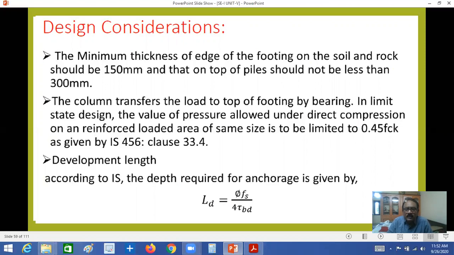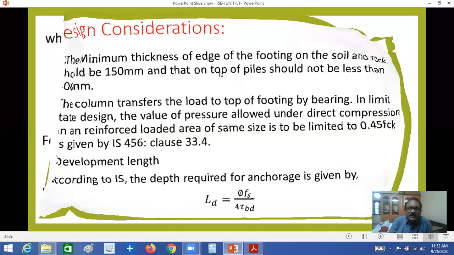According to IS, consider the depth required for anchorage. Anchorage means the hooks at the edge. Ld is equal to phi, the diameter of the bar, times Fs, the steel stress of the reinforcement, divided by 4 tau bd. The tau bd is the bond stress, given in the table of IS 456. That is, we have to calculate the development length. This is one of the design considerations, right?